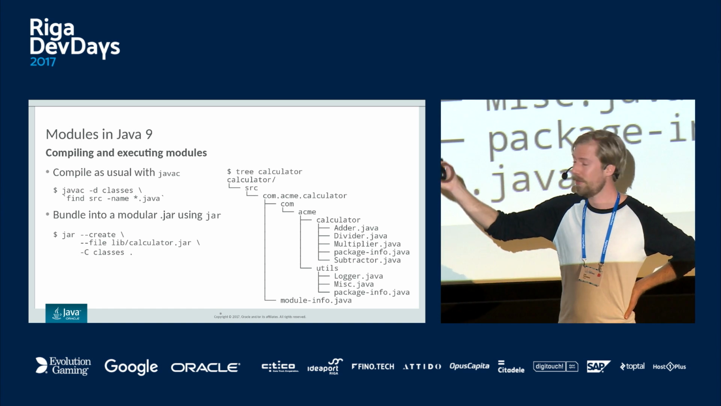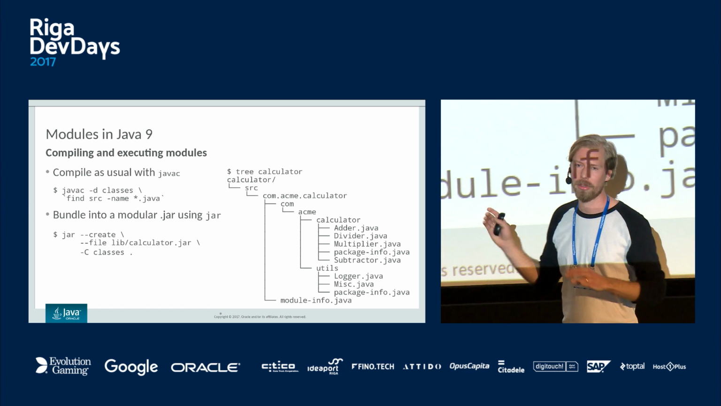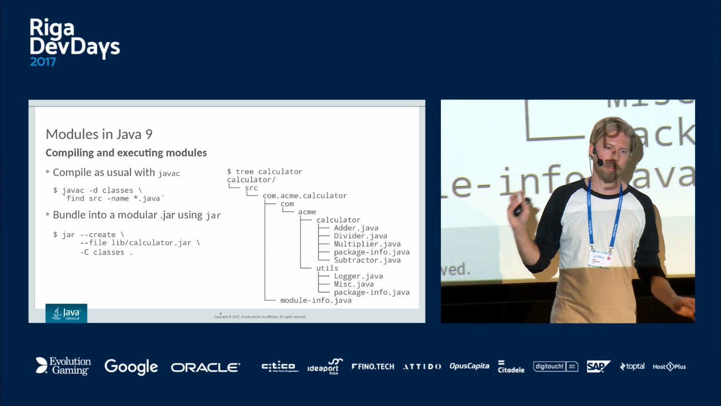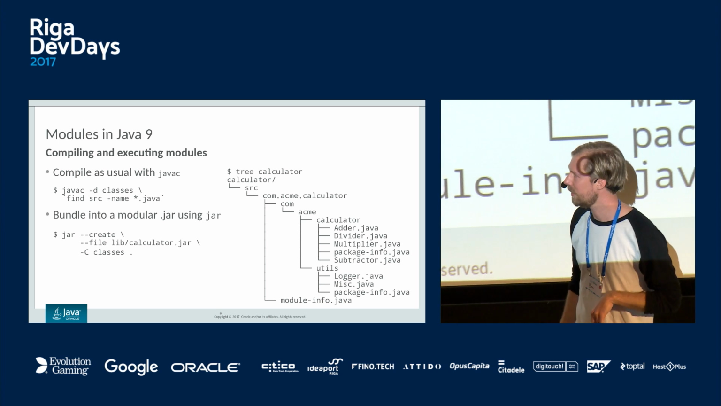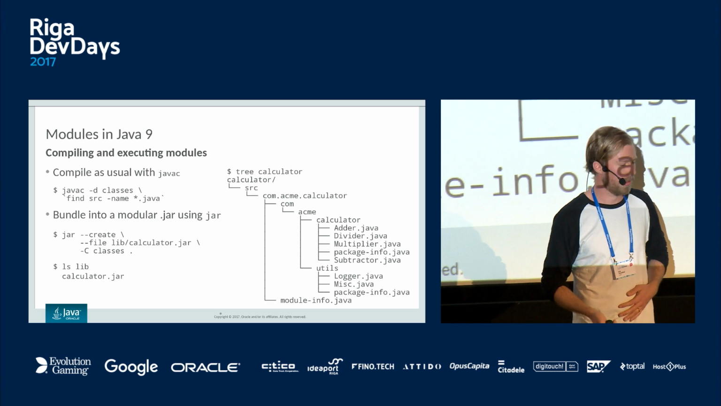tell jar that it will find the classes in the classes directory. So the only difference here between a modular jar file and a regular jar file is the presence of module-info.class. And if we take a look, yeah, we see we got a normal jar file in there.